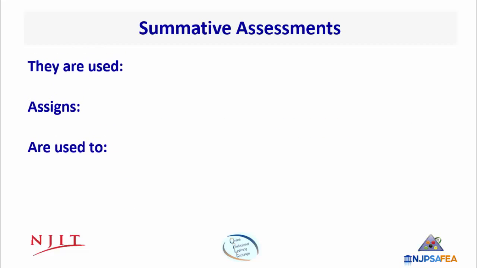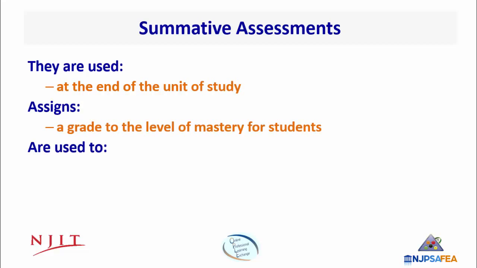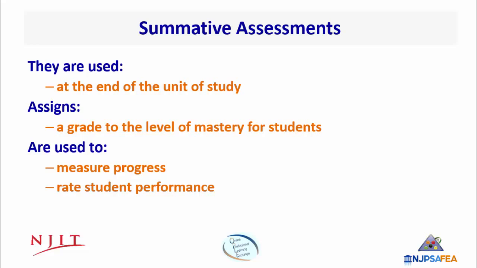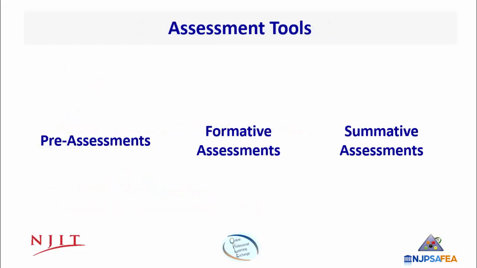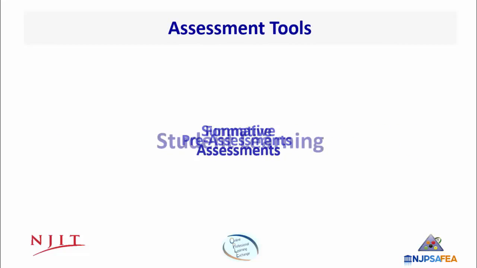Summative assessment is assessment of learning. It is usually a single measurement that takes place at the end of the unit of study to assign a grade to the level of mastery for students. These types of assessments are often designed and conducted by teachers. The results are used to measure progress and mastery, and to rate student performance for purposes of issuing grades. Data from summative assessments may also be used to evaluate the educational process and can act as a pre-assessment for upcoming lessons or units. All the assessments can work in conjunction to provide a picture of student learning.